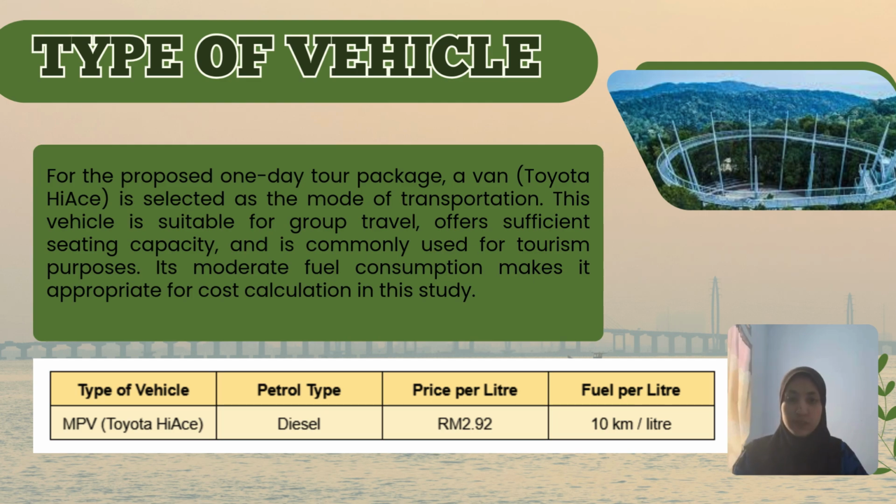Next is the problem solution. Firstly, we talk about the type of vehicle. For the purpose of the one-day tour package, a Toyota Hiace van is selected as the mode of transportation. This vehicle is suitable for group travel, offers sufficient seating capacity, and is commonly used for tourism purposes. Its moderate fuel consumption makes it appropriate for cost calculation in the study. This table shows the fuel type that the Toyota Hiace uses, which is diesel, priced at RM2.92 per litre. And the Toyota Hiace can travel up to 10 km per litre of diesel.